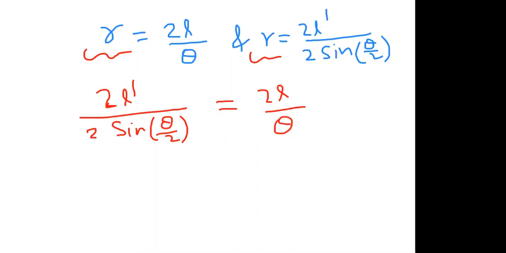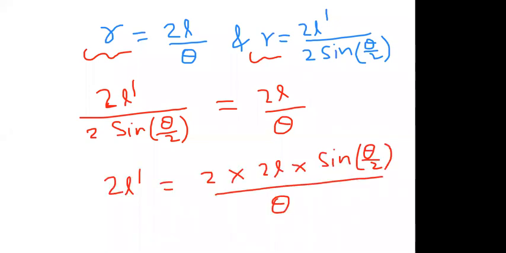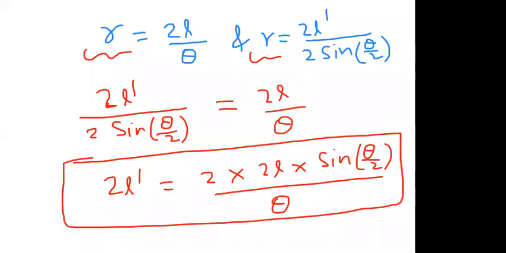Now from this information, I can write that 2L dash is equal to, what should I write? 2L dash is equal to 2 into 2L into sine of theta by 2 by theta. This is my final expression for 2L dash. How did I get this 2L dash? You observe R is equal to 2L by theta. Here R is 2L dash by 2 sine of theta by 2. From these two expressions, the R are the same, so these two are equal. Equating those two, finally I got 2L dash is equal to 2 into 2L into sine theta by 2 by theta. You have to remember this one.